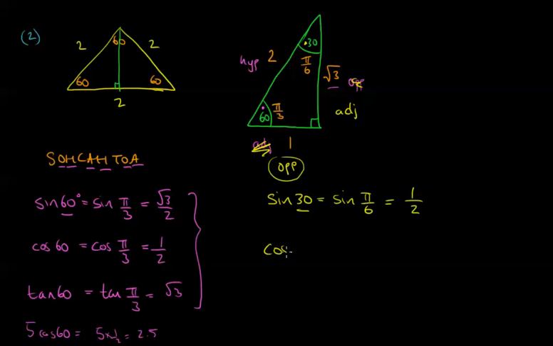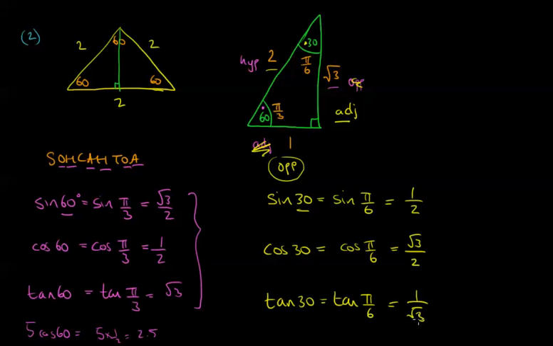Okay, and then cosine 30, or cosine pi over 6, is the adjacent divided by the hypotenuse. So the adjacent is root 3 over the hypotenuse, which is 2. So cosine 30 is the same as doing root 3 divided by 2. And then tan 30, or tan of pi over 6, is opposite over adjacent, so 1 over root 3.